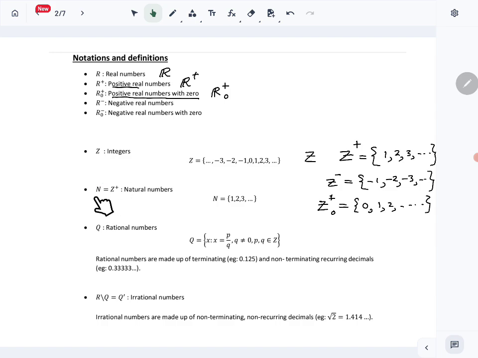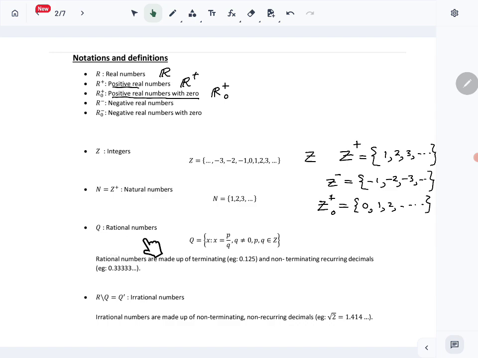Then the next number type is natural numbers. Natural numbers are also called counting numbers. You count 1, 2, 3, and so on. So this is actually all positive integers. So natural numbers are all positive integers. So that is this set, right?